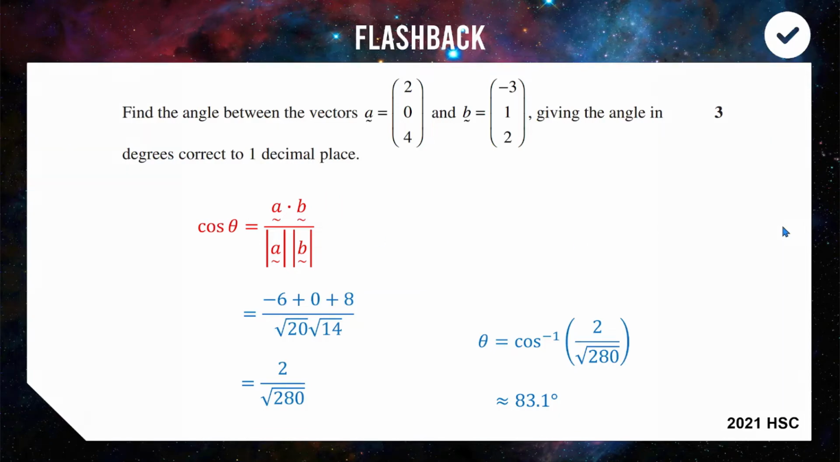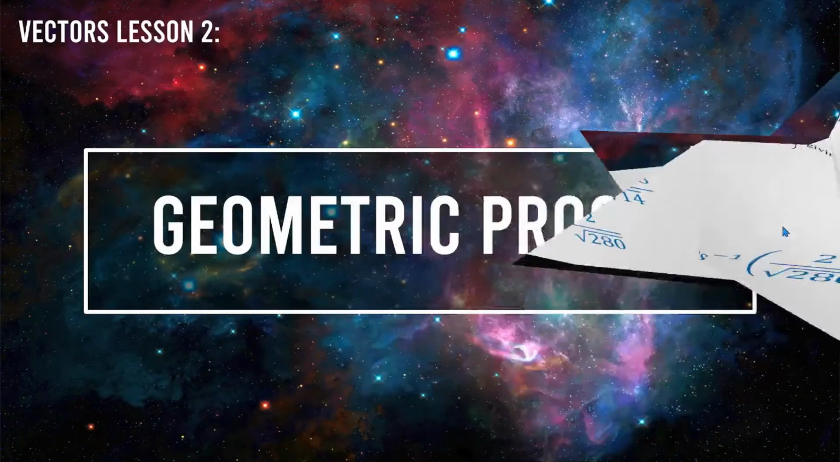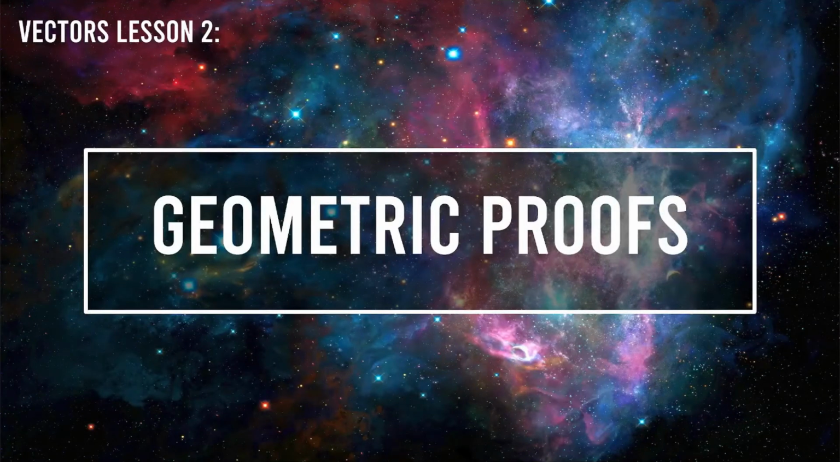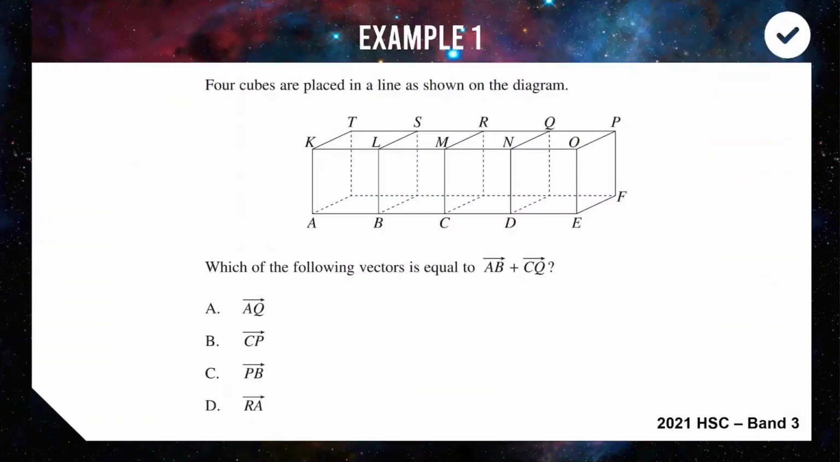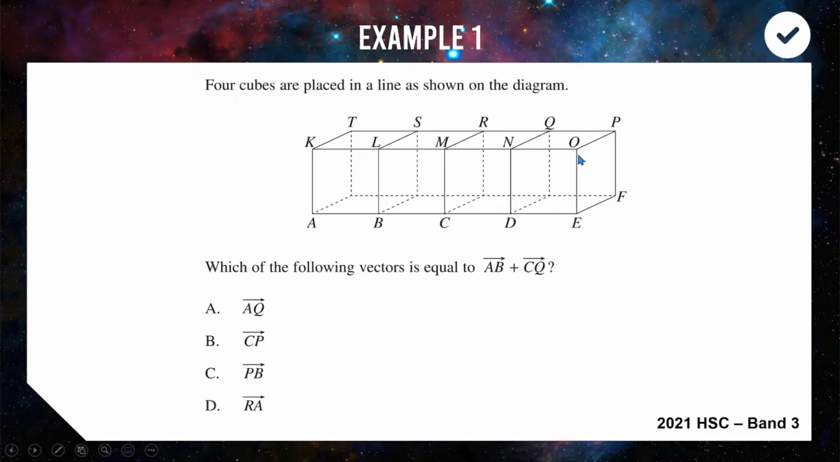All right, on to today's lesson, which is looking at geometric proofs. So really applying the content from last week's video into more geometric style questions. Here's our first one. Again, coming to us from the 2021 HSC, we have a multiple choice question. We got 4 cubes placed in a line as shown. Which of the following vectors is equal to vector AB plus vector CQ?